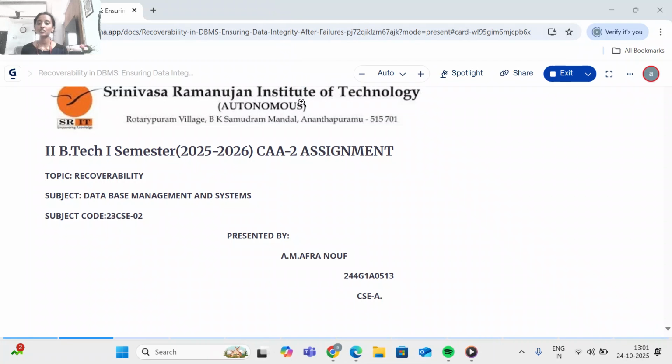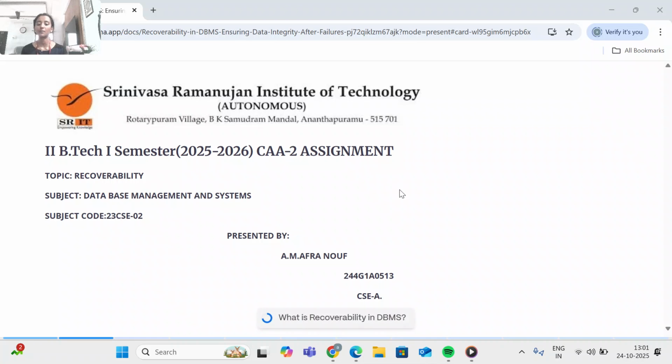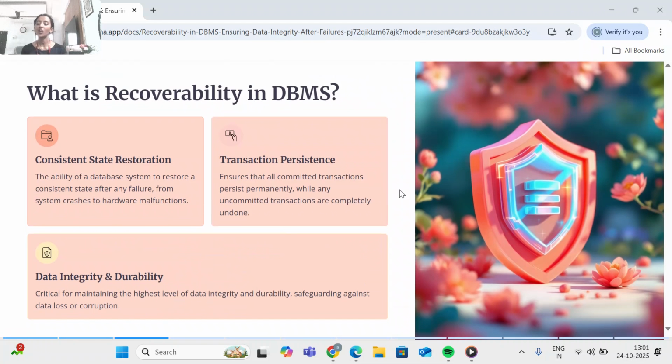I'm currently pursuing my BTech education in FRIT College as a second year student in the CSC department, and I am here to give a video presentation on my topic, recoverability in database management system. What is recoverability in database management system?